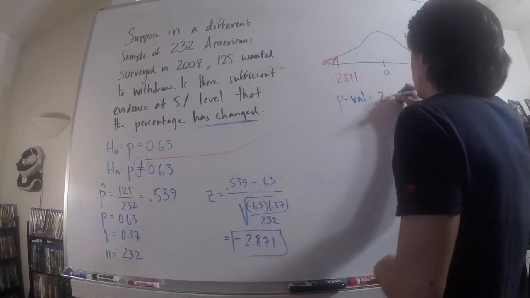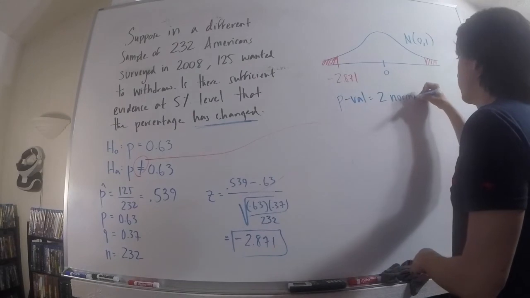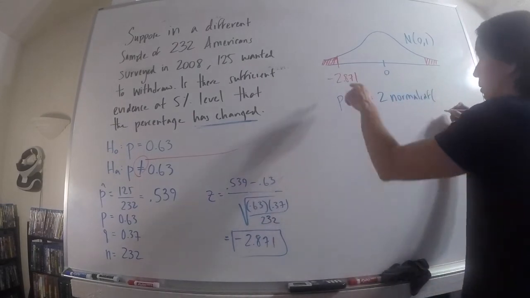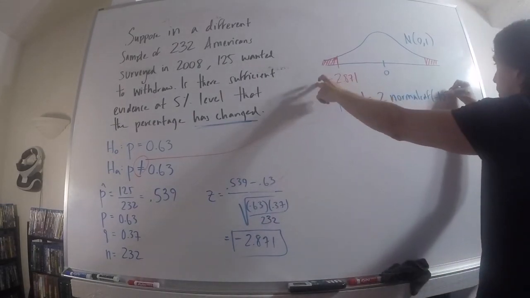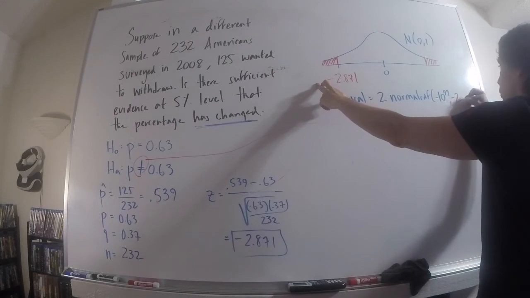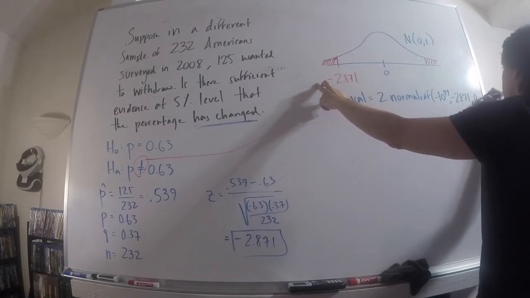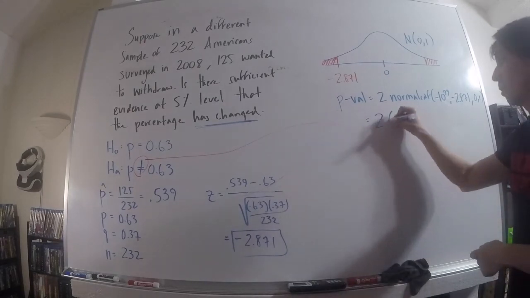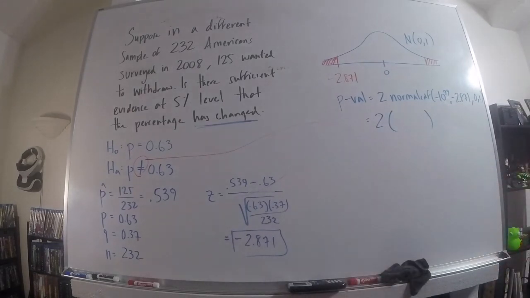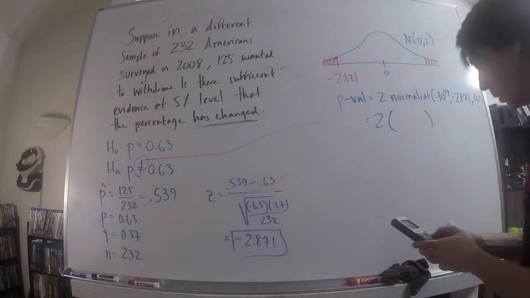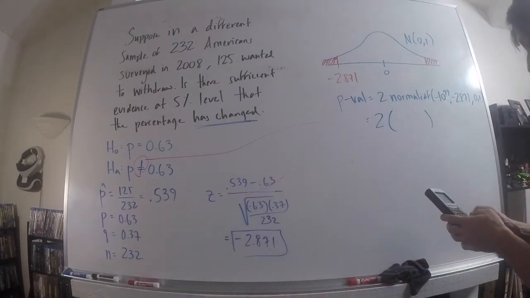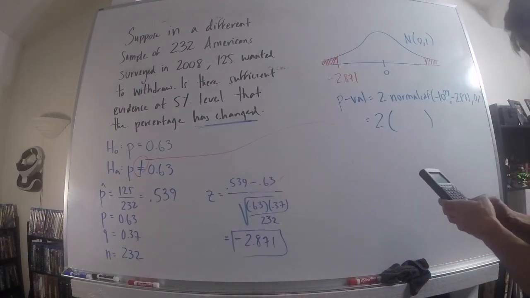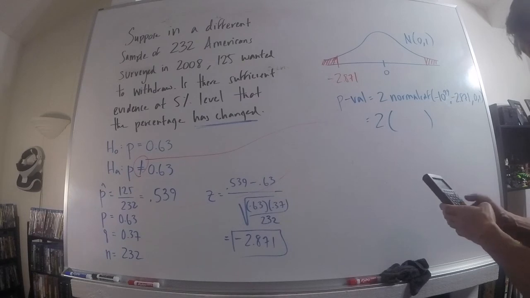is going to be 2 times whatever I get when I do normal CDF. I'm going from negative infinity to negative 2.871 with 0 and 1 as my parameters. Again, I could do it in one shot, but I'll keep that separate. I'll do my normal CDF first and then multiply it by 2 in the second step. Negative 10 to the 99, negative 2.871, 0, 1.